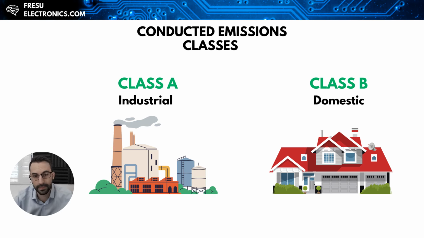In Class B, devices instead need to meet stricter emission limits, and this is important for devices used in residential or commercial settings, where there is a need to minimize interference as much as possible. These classes basically help ensure that electronic devices meet the specific standards depending on their intended use and also on the environment in which they will be operating.